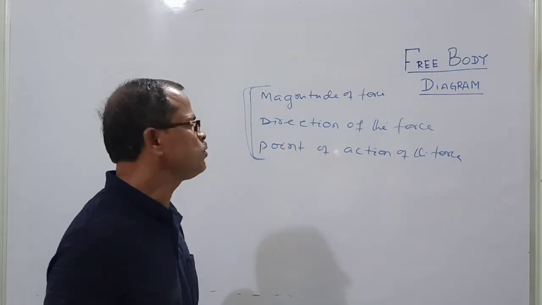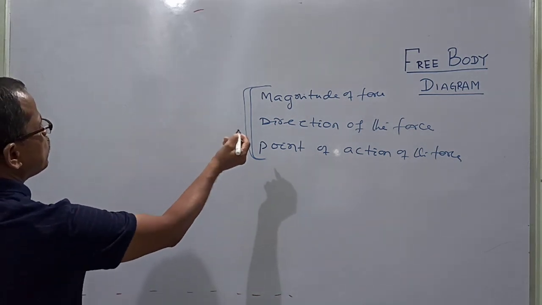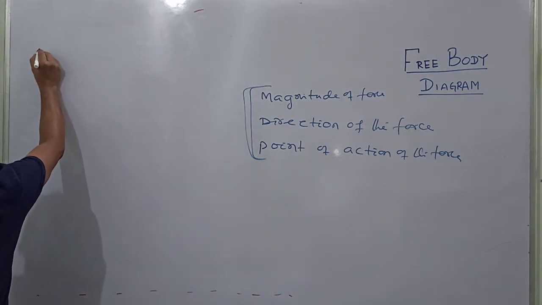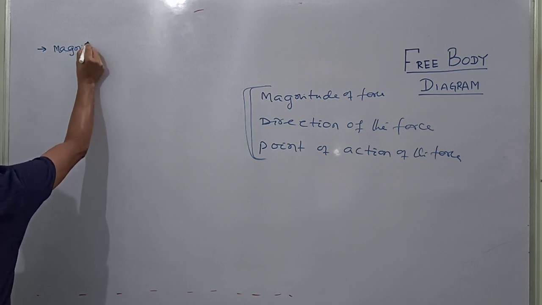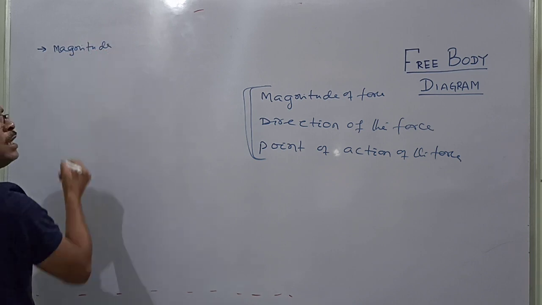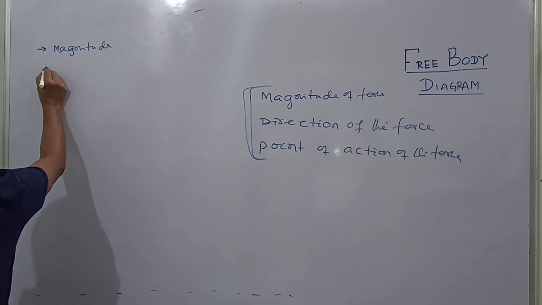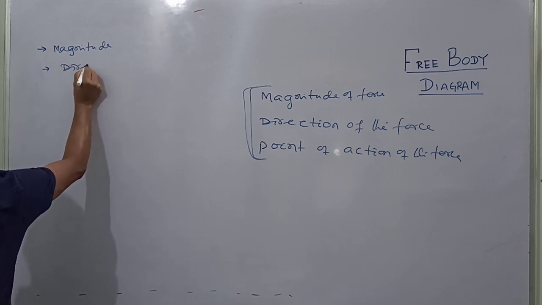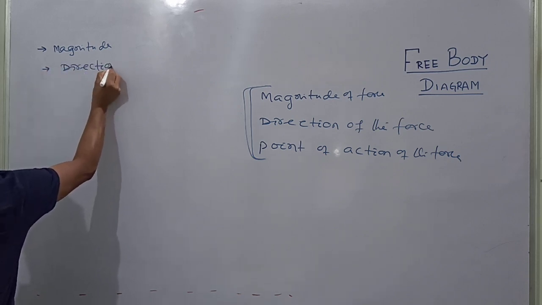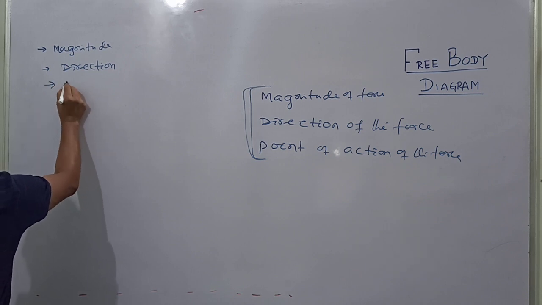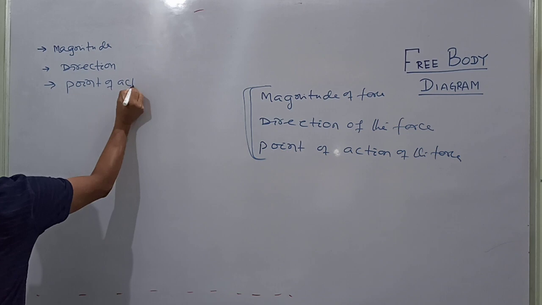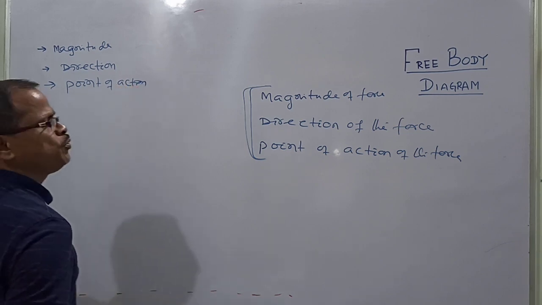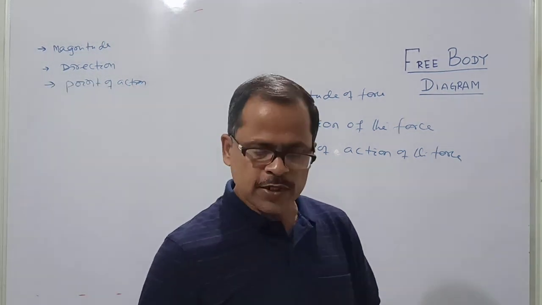So now you have understood. Now let us make a point. Note down your important points. One is the magnitude of the force. Then second point is direction of the force. Third point is point of action of the force, at which point the force is acting. Now these three points are important.